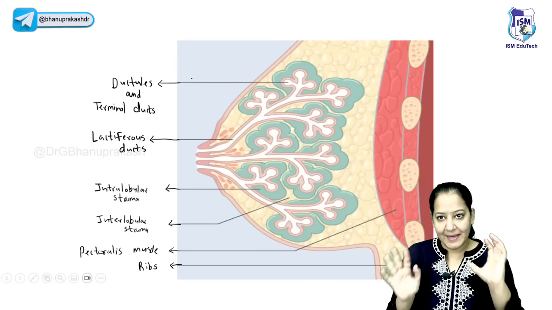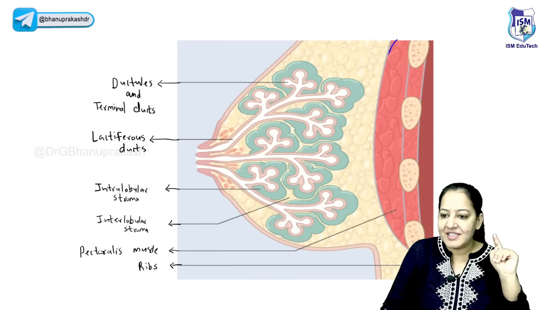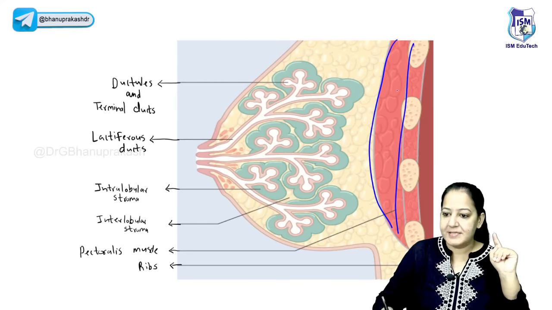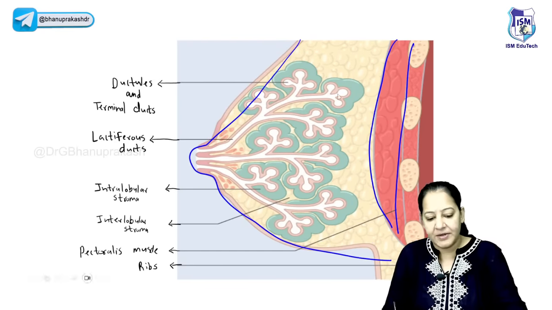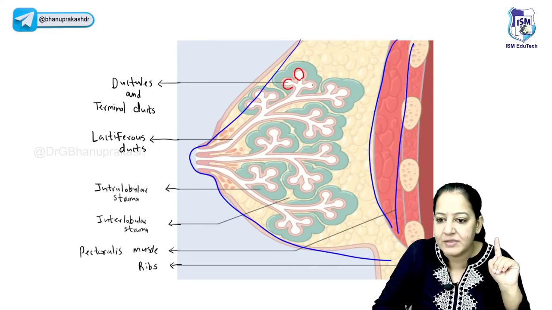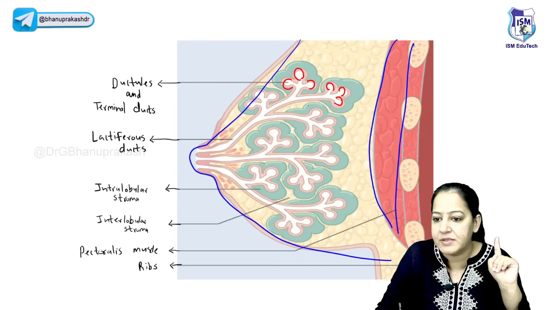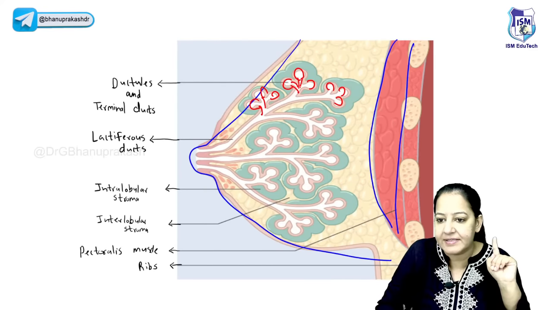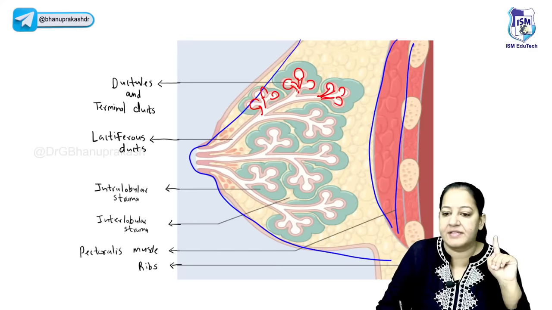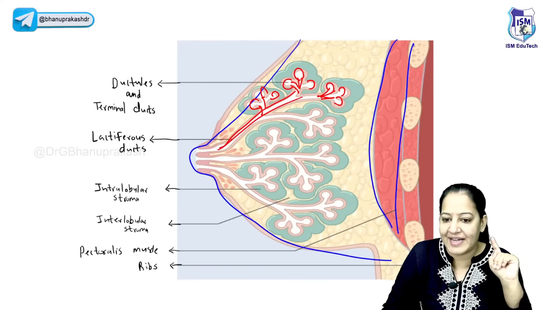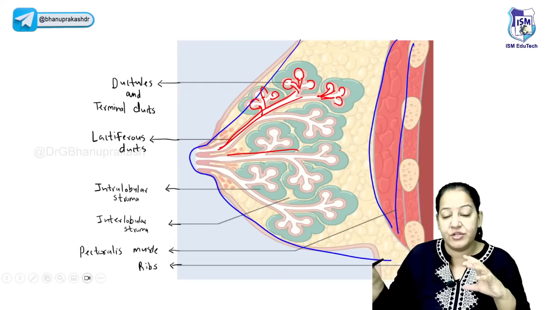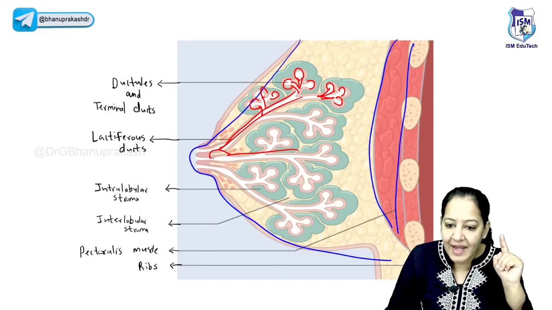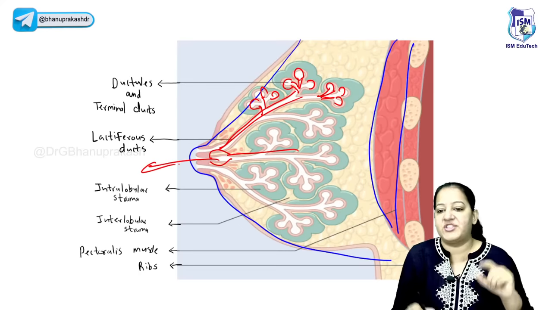So this is the same structure shown to you. You can see this is the pectoralis muscle. This is the breast. This is the nipple. Now inside the breast, these are the ductules, and these are the terminal ducts. Now they all are opening in the lacticiferous duct. The lacticiferous duct carries the milk which is synthesized in the ductules to the nipple, and it's stored in the lacticiferous sinus and finally it is ejected through the nipple.